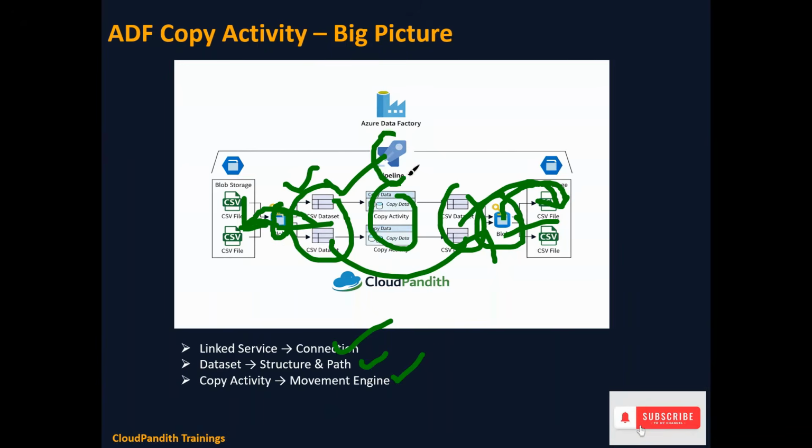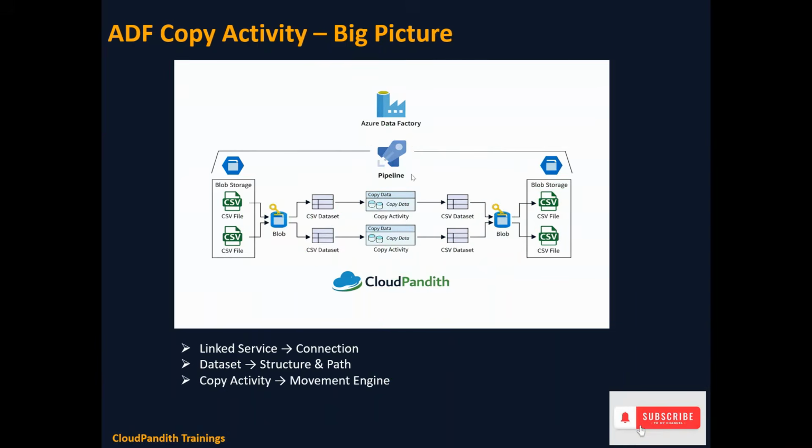Here, Azure Data Factory pipeline is an orchestration tool which tells you when this copy activity has to run, and what should happen after the copy activity. So all these things we are going to design based on how you design a pipeline, it is going to execute.